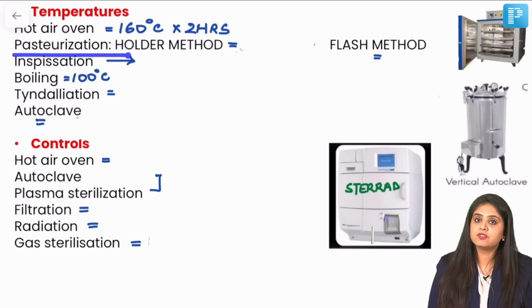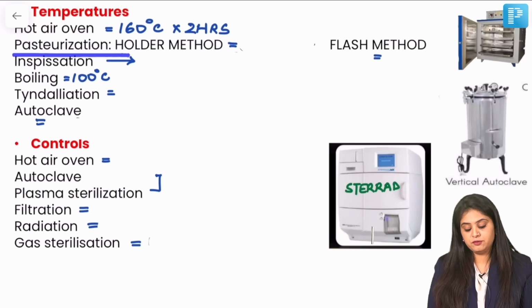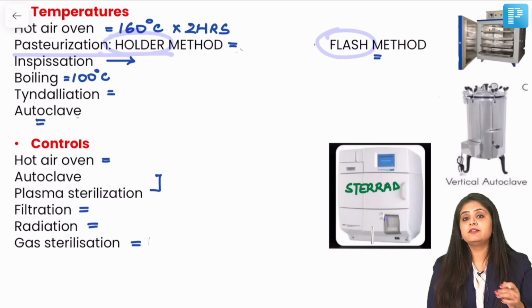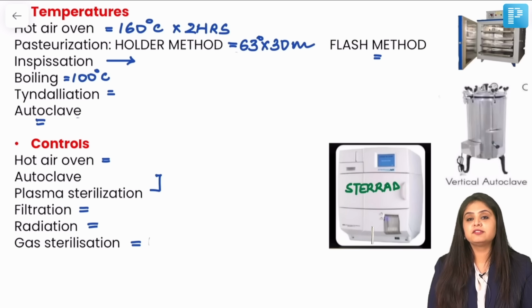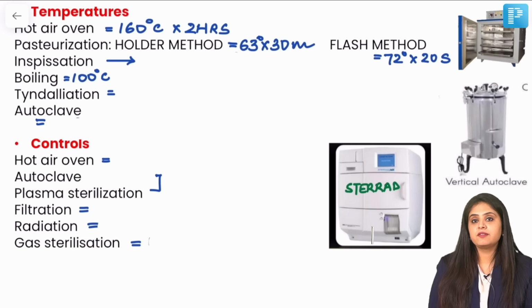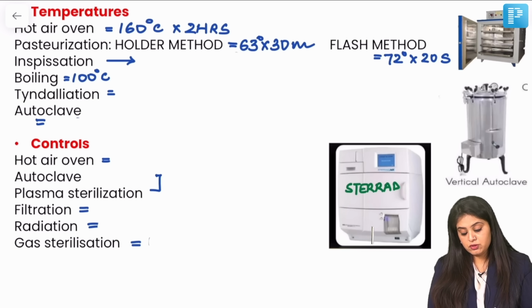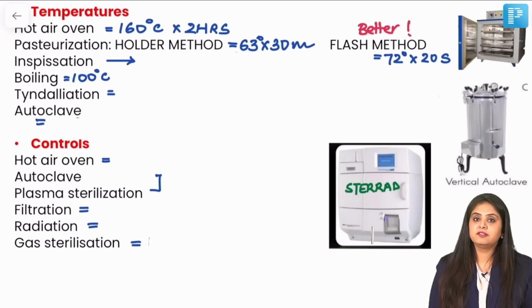So pasteurization of milk is done, and there are two methods for it. One is the holder method and one is the flash method. Holder means you will hold it for many minutes. Flash means quickly, in seconds. So the holder method is 63/30, so 63 degrees for 30 minutes, and the flash method is 72/20, so 72 degrees for 20 seconds. Remember, don't mess up the seconds and the minutes. Which is of course better and is preferred in all milk industry? The flash method.